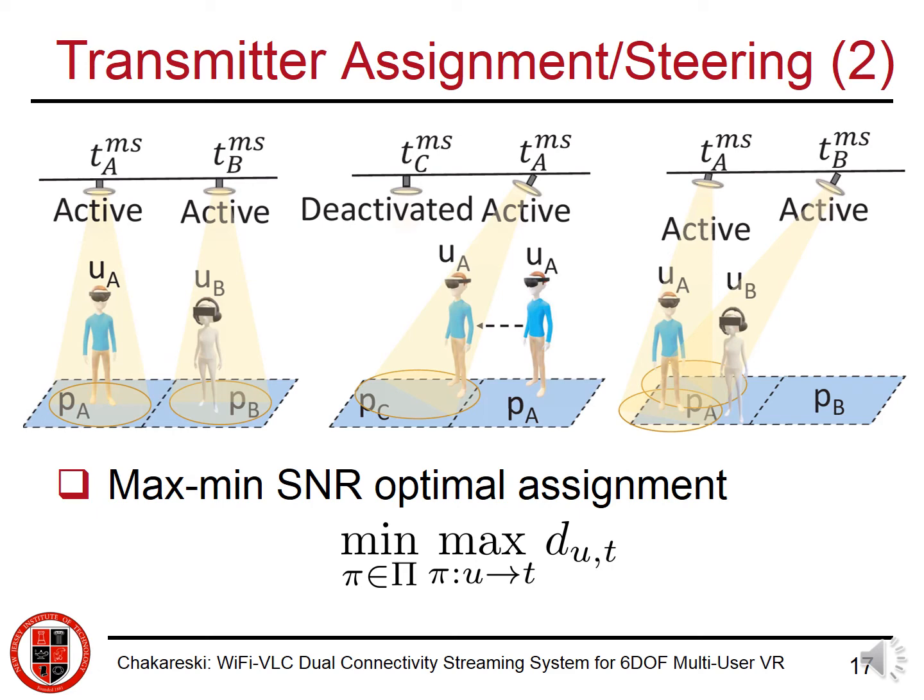Within this context, we are interested in exploring the transmitter assignment that will maximize the smallest received SNR across all users in the arena. Now, because received SNR is inversely proportional to the distance between a user and a transmitter, this is equivalent to solving the min-max problem shown at the bottom.